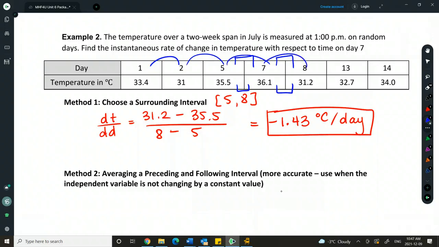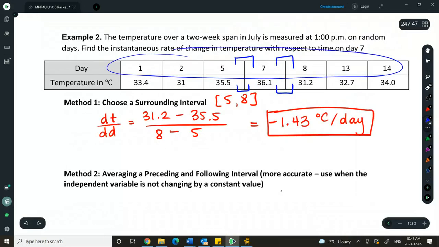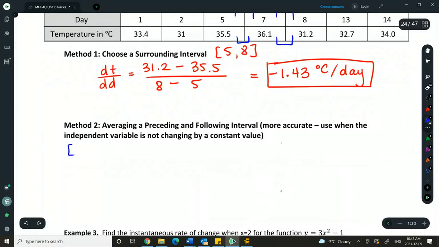So in this case, if I do the two intervals on either side of 7, including 7 in that data point, as Keaton said, it might give us a more accurate reading, because it actually does go up from day 5 to day 7, and then it goes down after that. So I only do this when this is not changing by a constant, so 1, 2, 3, 4, 5, 6, or 2, 4, 6, 8, 10, and so on. This one's a bunch of different random days. So we're going to do 5 to 7, and then we'll also do 7 to 8, and then we're going to take the average of our two answers.